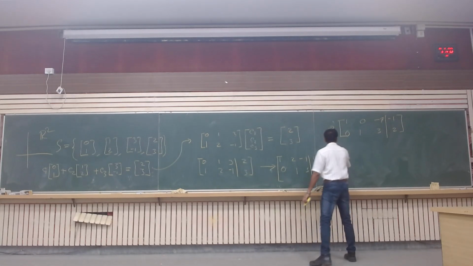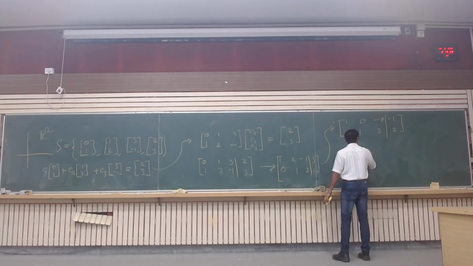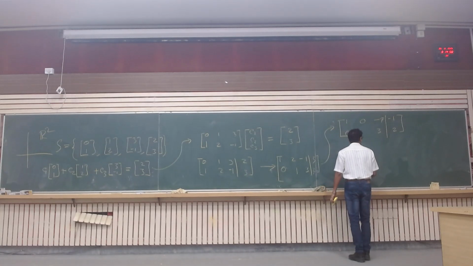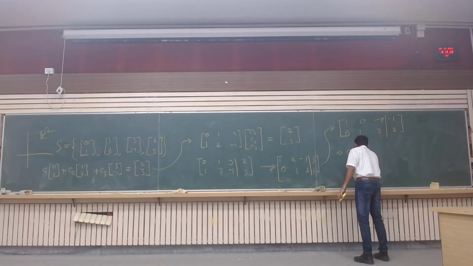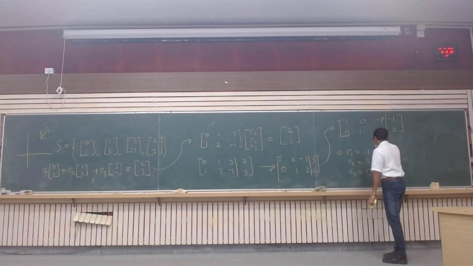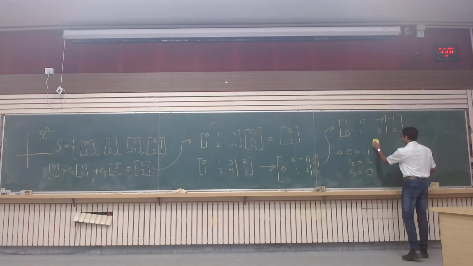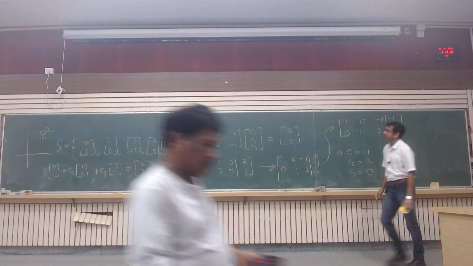So this will just give you that C1 is equal to minus 1, C2 is equal to 2, and C3 you can just put 0 there, okay? So what happens then? Let's check now.